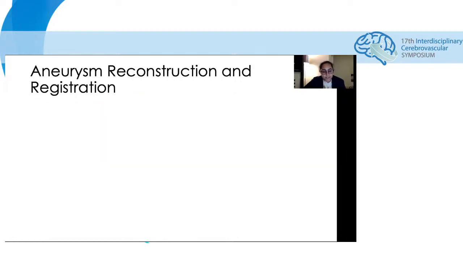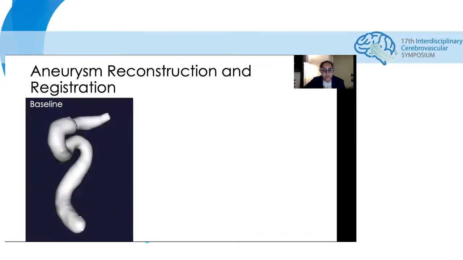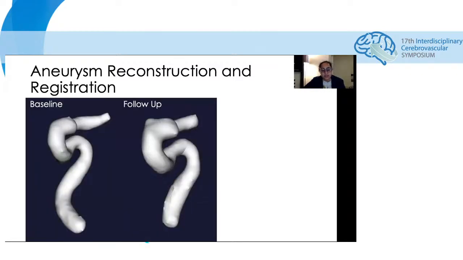So our aneurysm reconstruction methodology starts with reconstructing the baseline and follow-up aneurysm and parent vessel using the vascular modeling toolkit, or VMTK. VMTK allows you to place seeds and grow your segmentation from those seeds based on threshold settings. So it gives you some control over your segmentation in a quantitative manner, along with giving control over smoothing parameters and other parameters for reconstruction itself.